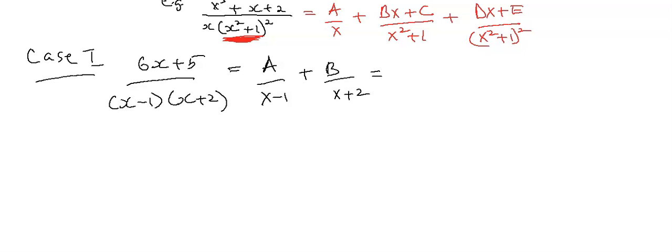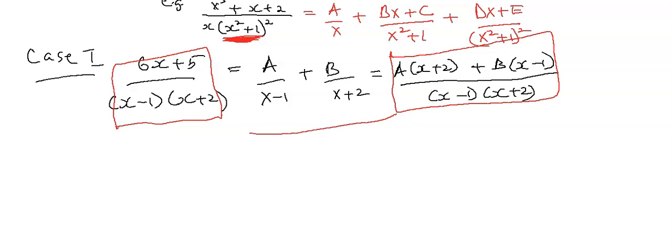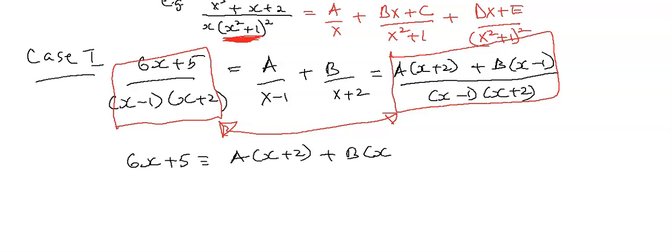Note that the right hand side can be written as A times x plus 2 plus B times x minus 1, over x minus 1 by x plus 2. And if you compare the left hand side with the right hand side, you will notice that the denominators are the same, and therefore we can assume that the numerator 6x plus 5 is the same as A times x plus 2 plus B times x minus 1, and this way you will be able to find the values of A and B.